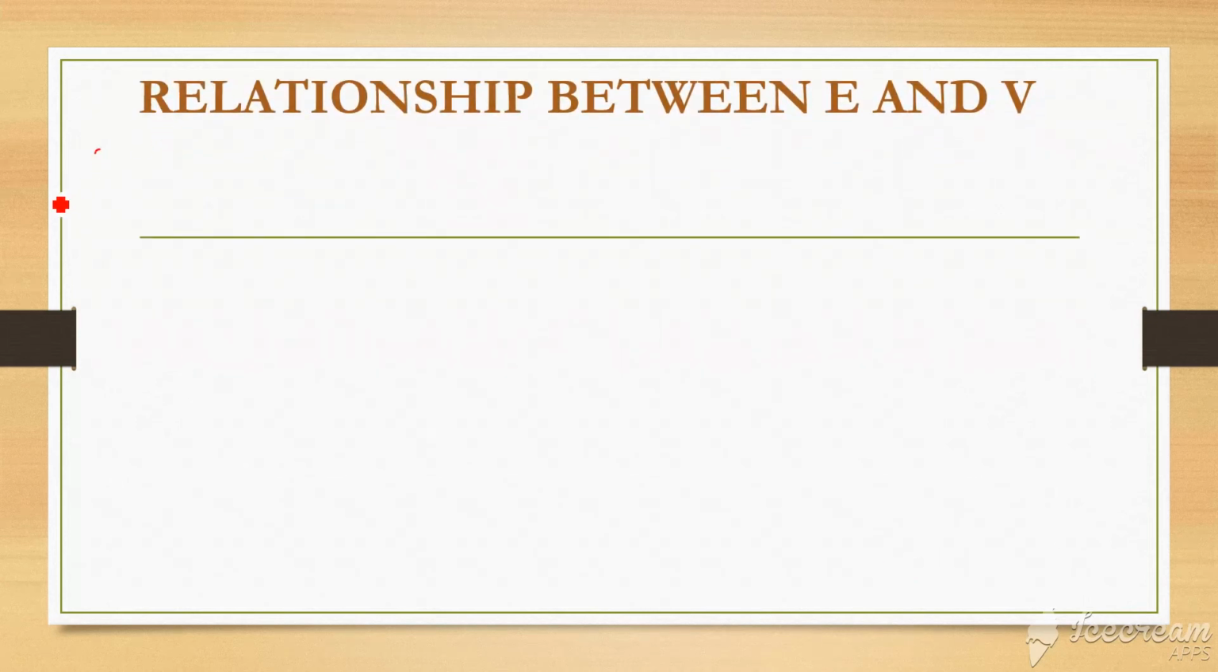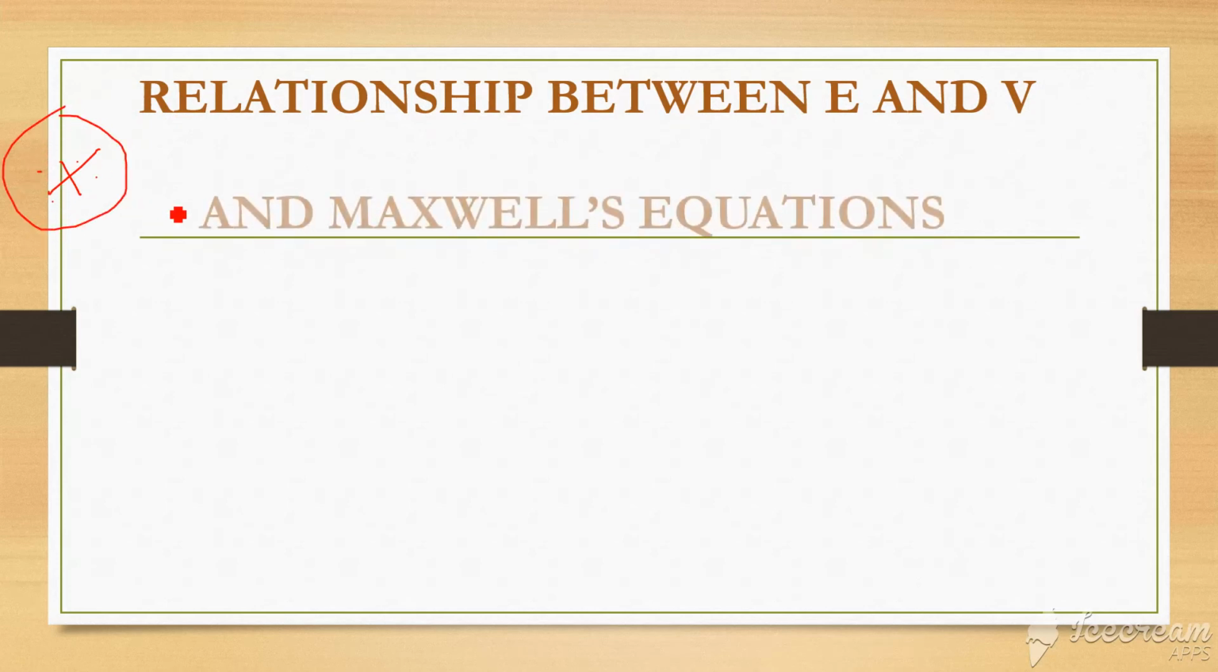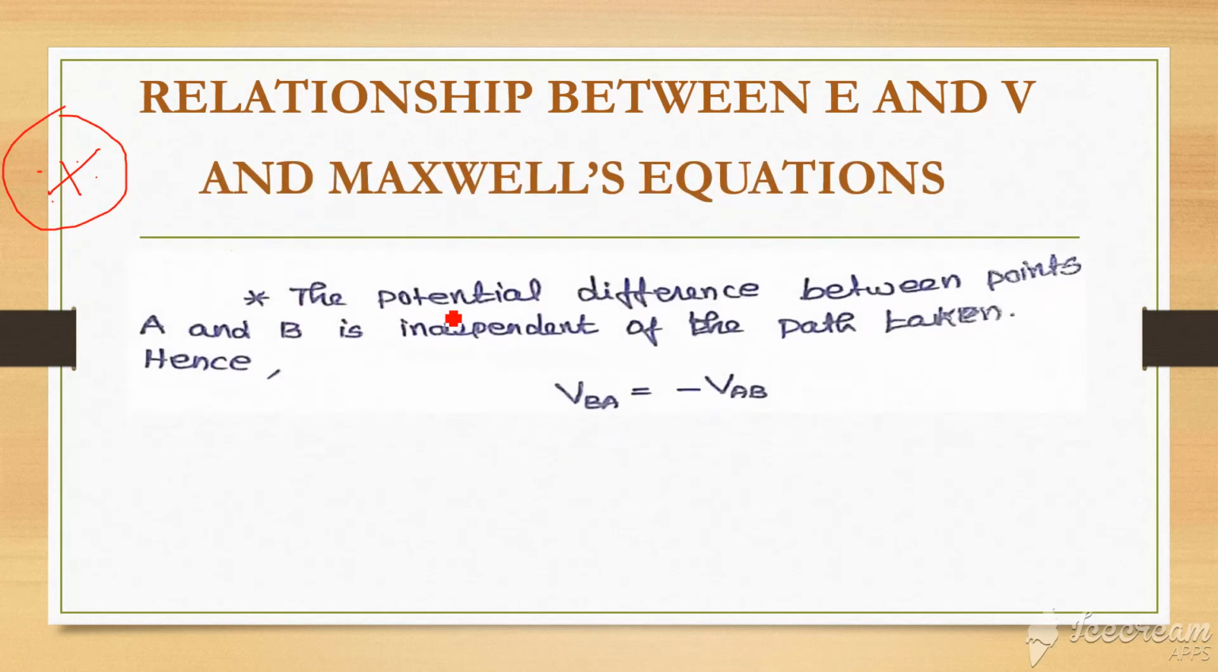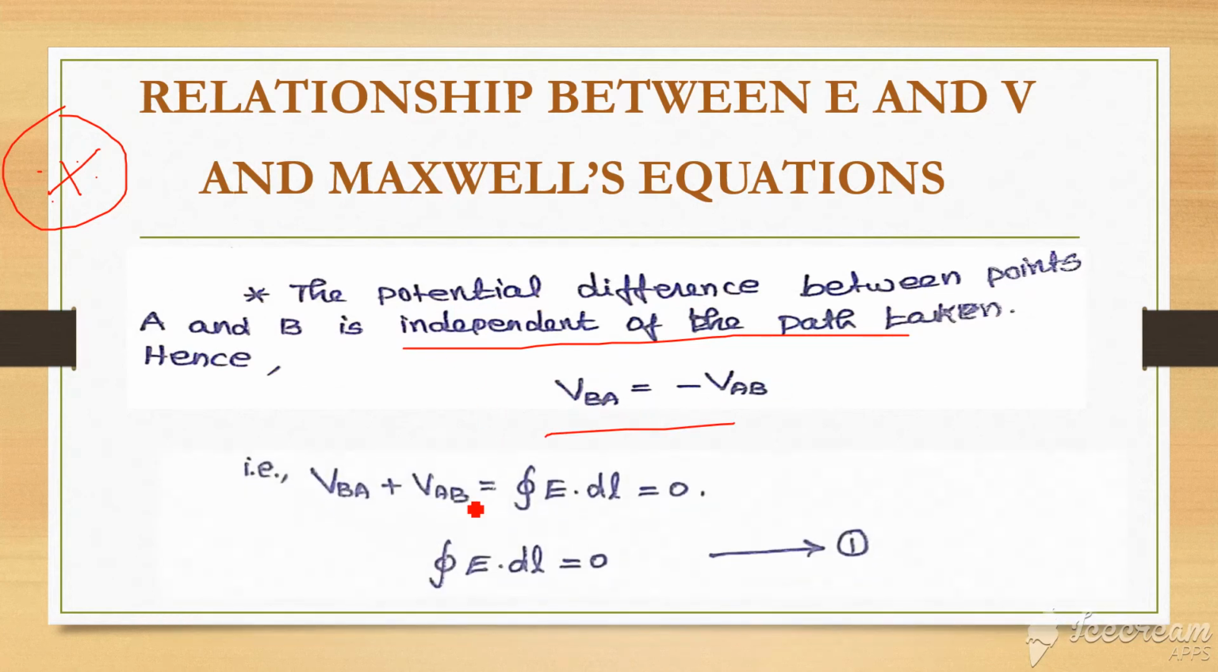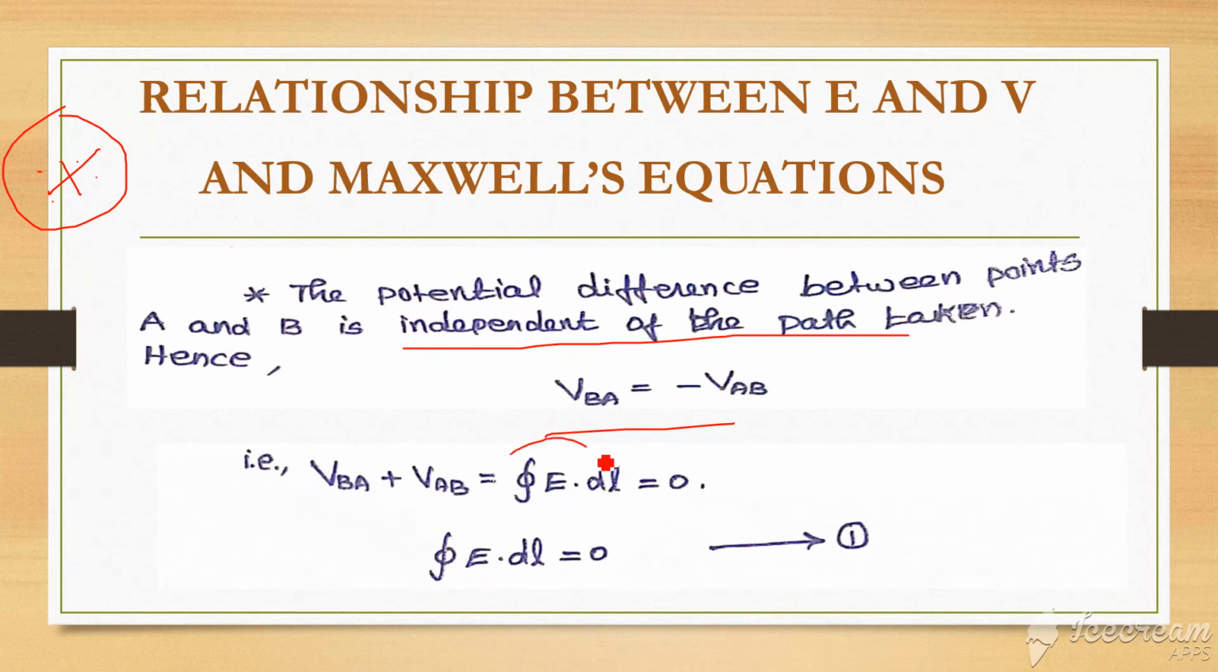Now, a very important concept: deriving the relationship between E and V. From the corresponding Maxwell equation, the potential difference between points A and B is independent of the path taken. So VAB is equal to VBA is equal to minus VAB. While adding these two, the value is 0. That value should be equal to the potential, and we already know the formula, the integral of E dot dl. So this value becomes 0. Now apply Stokes theorem here. What is Stokes theorem? The integral of E dot dl is there, so what is the other side?